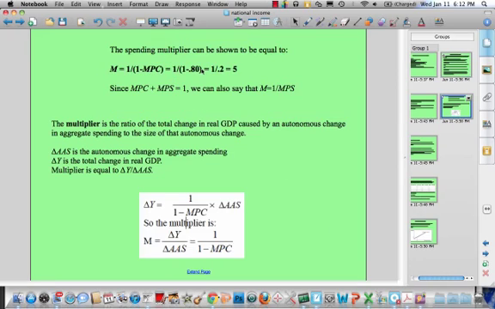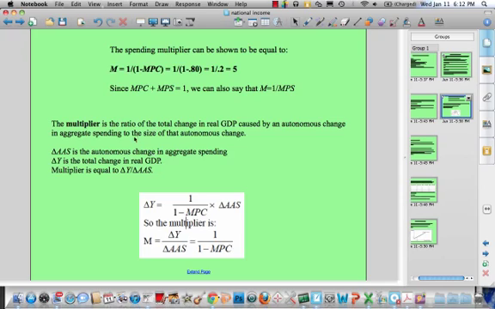Here's how we can write out the spending multiplier. So the multiplier equals 1 over 1 minus the marginal propensity to consume, which in our example is 1 over 1 minus 0.8 equals 1 over 0.2 equals 5. So the multiplier is 5. Now, since the marginal propensity to consume plus the marginal propensity to save equals 1, the identity we identified earlier, we can also say that the multiplier equals 1 over the marginal propensity to save.